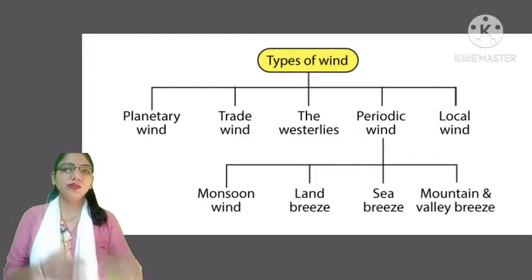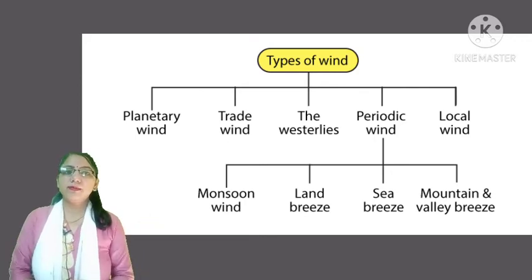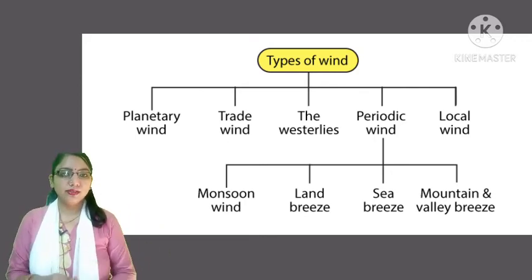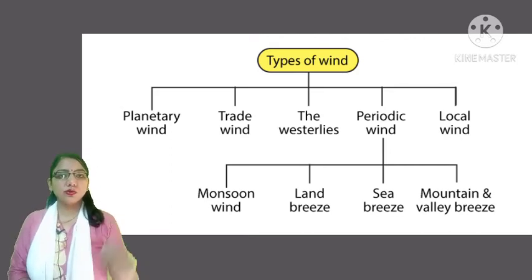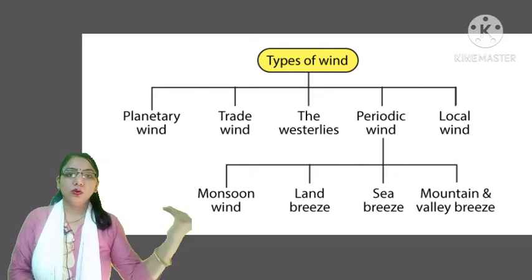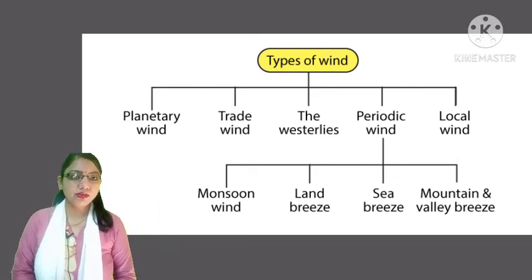So students, if we classify the wind into types, the wind is basically classified into 3 types. The first is permanent wind. It is also known as the trade wind. These types of winds blow the whole year in the same condition. So that's why these are known as the permanent wind.